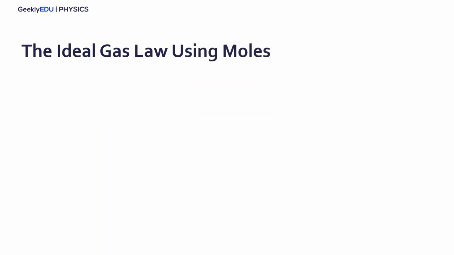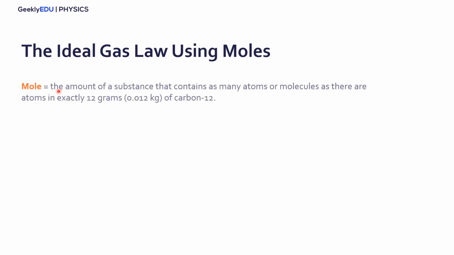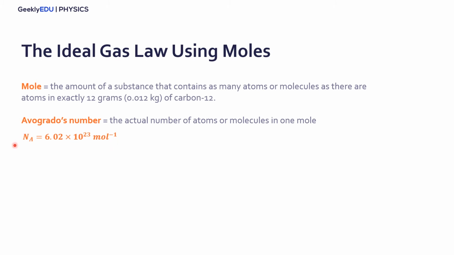Now let's talk about the ideal gas law, but using moles. We generally use more this equation than the other one, okay? But first, let's remember the concept of mole. So a mole is the amount of substance that contains as many atoms or molecules as there are atoms in exactly 12 grams of carbon-12. Also, let's remember what is the Avogadro's number. That's the actual number of atoms or molecules in 1 mole, okay? And it's a constant.